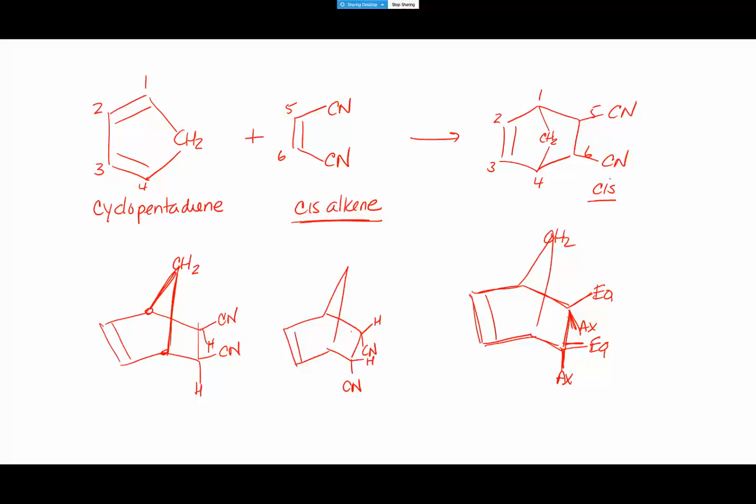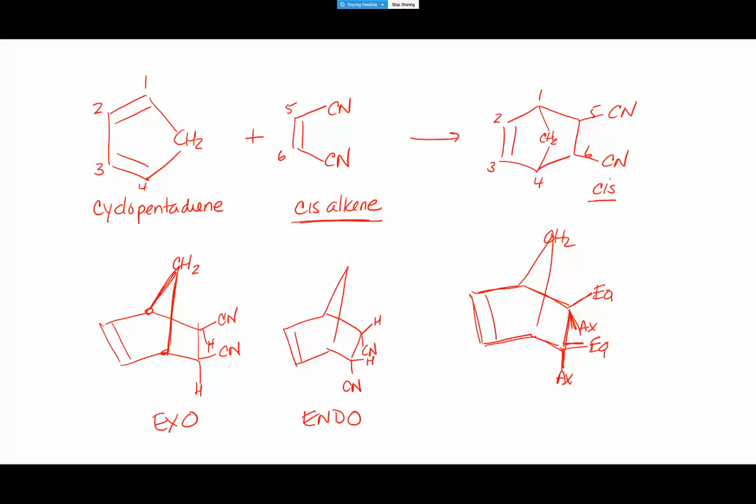Okay. Actually, I kind of like this. I have no idea how I'm going to get it back in the future, but I do like it. So over here, when the CNs are on the same side of the bridge, that is what is called the exo product. And when the CNs are axial and on the opposite side of the bridge, that's called the endo product.